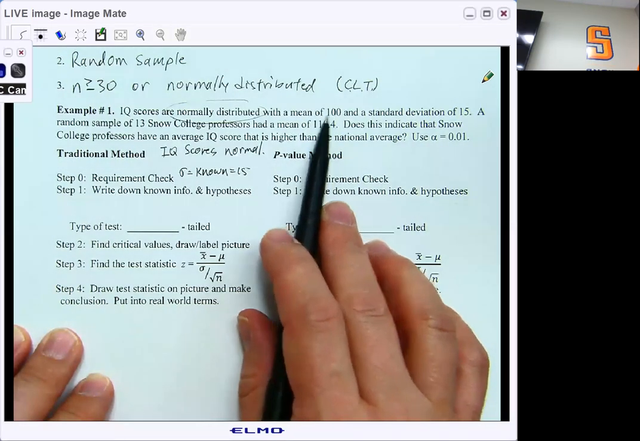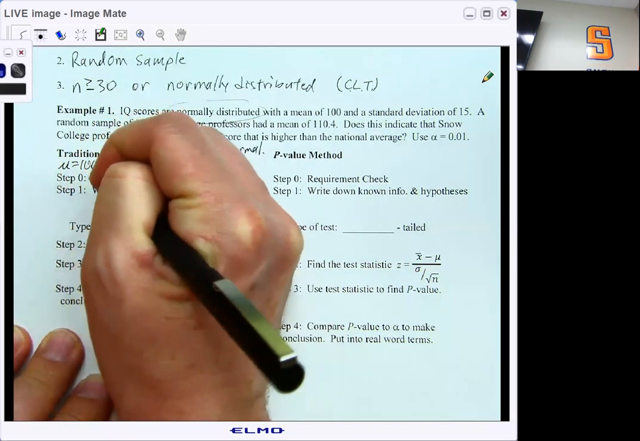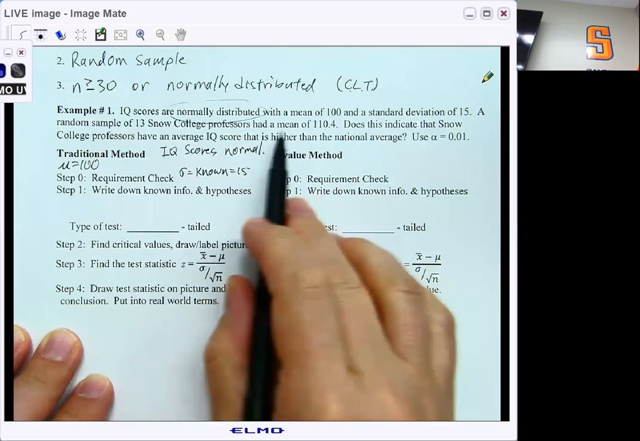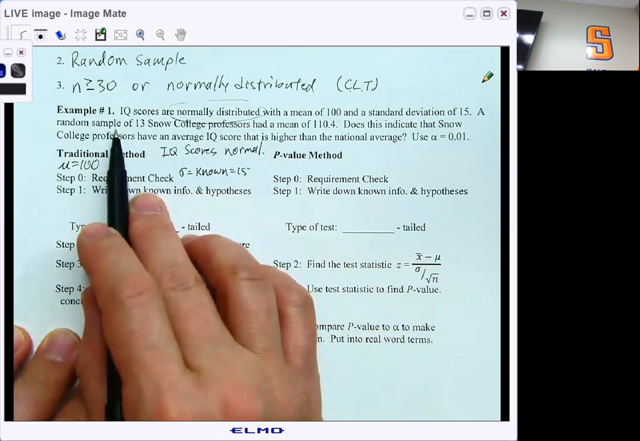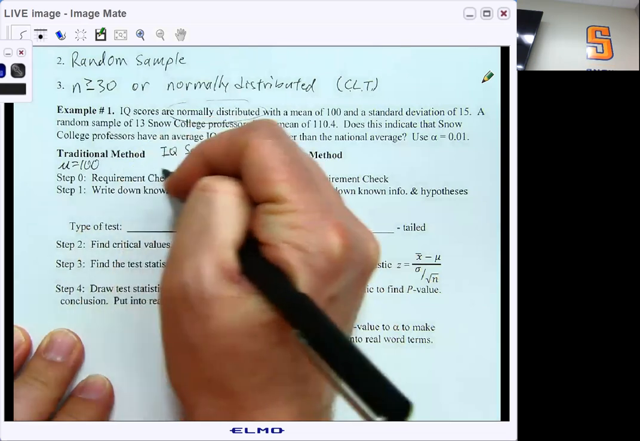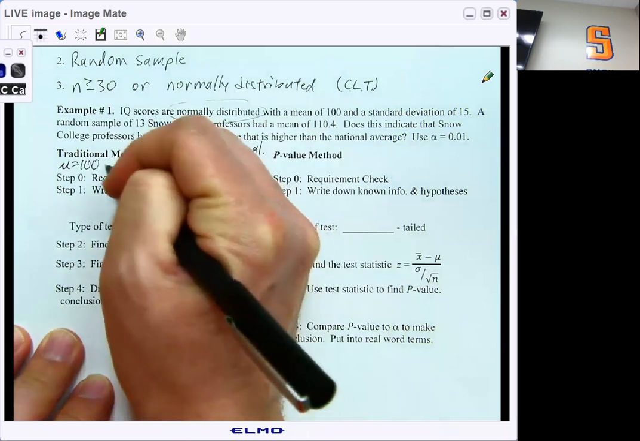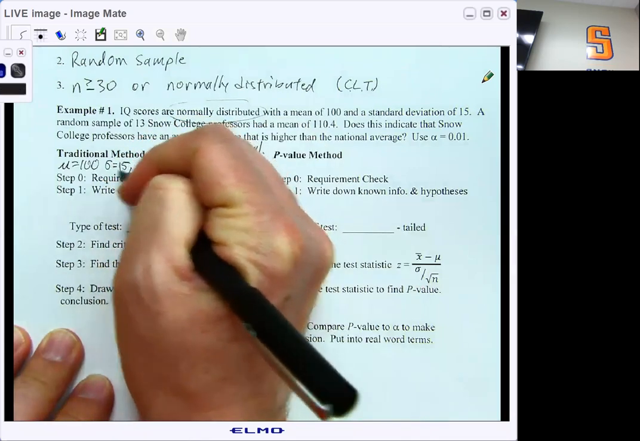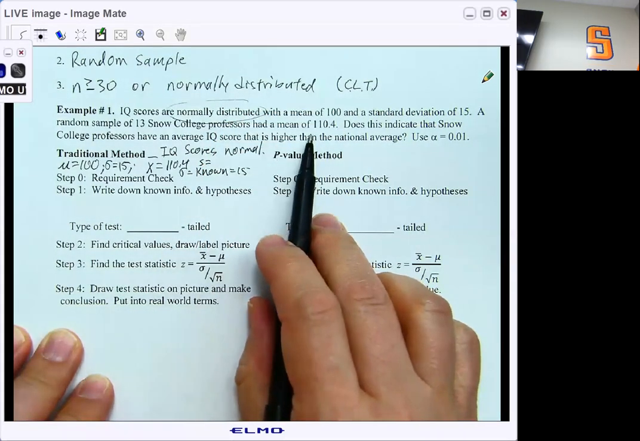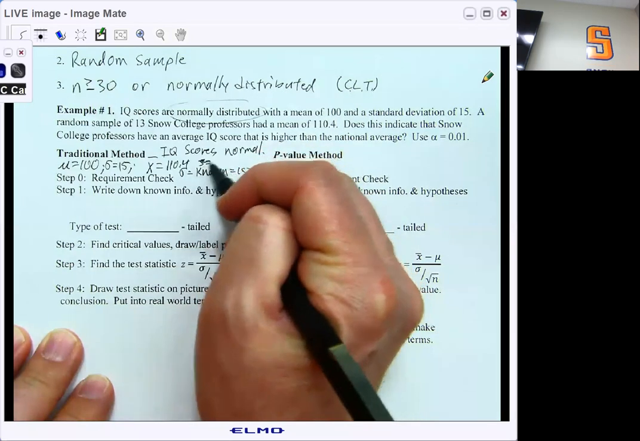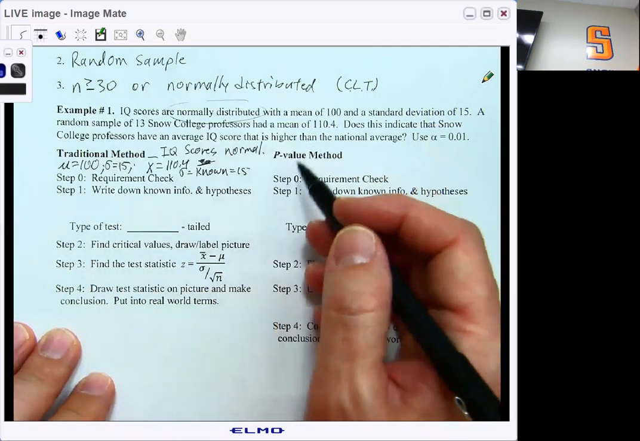So this 100 was the mean from all IQ scores. So we're going to write mu equals 100 because that's the population mean. This mean of 110.4 came from the sample. So our sample mean is 110.4. Our population standard deviation is 15. And our sample standard deviation, we don't have the sample standard deviation because we don't need to know it because we know the population standard deviation.